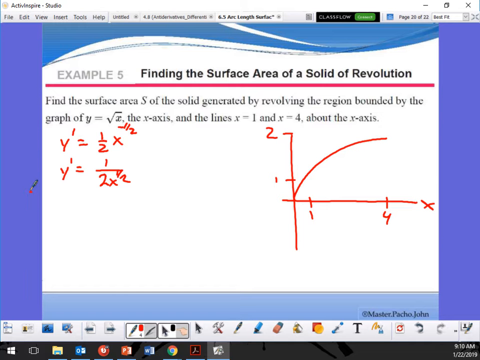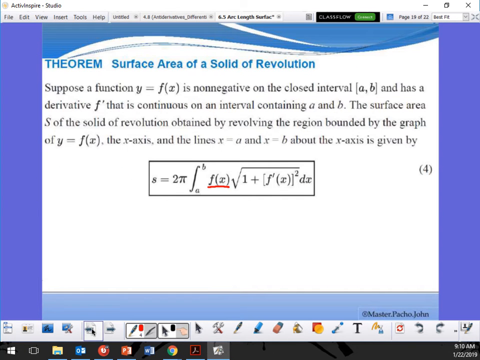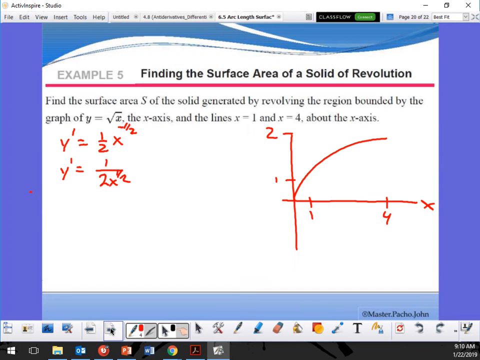Okay, so let's go ahead and work it and plug in what we have. It's going to be S equals 2 pi integral from a to b. What's my a to b? 1 to 4. Then 2 pi, 1 to 4, and then f of x. f of x is going to be the square root of x, x to the 1/2, right?